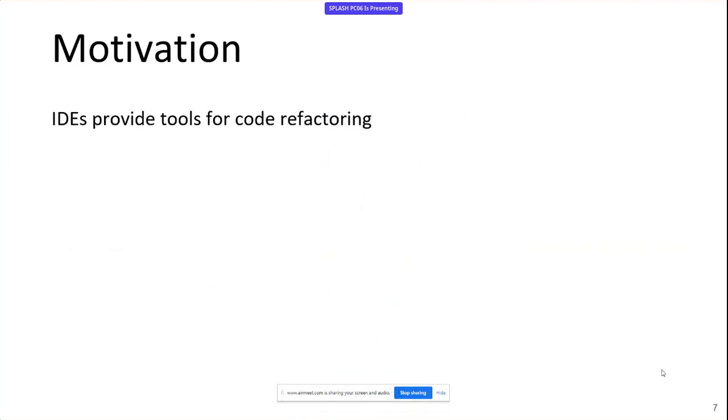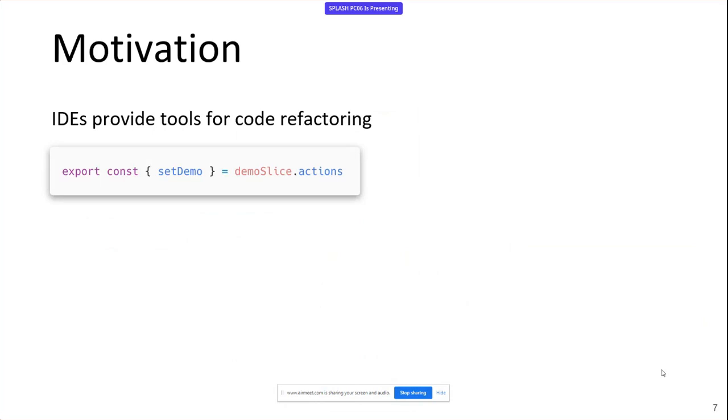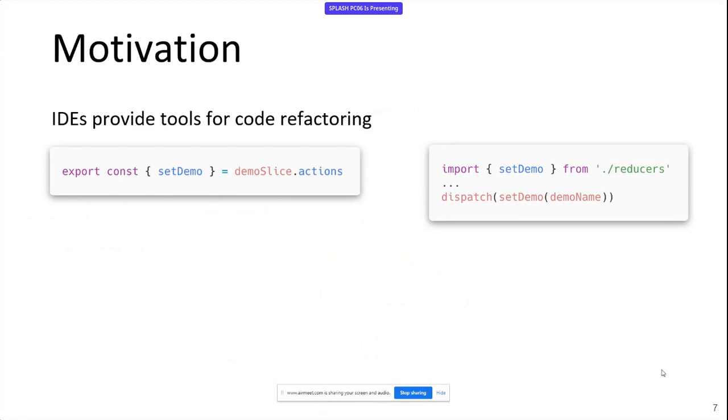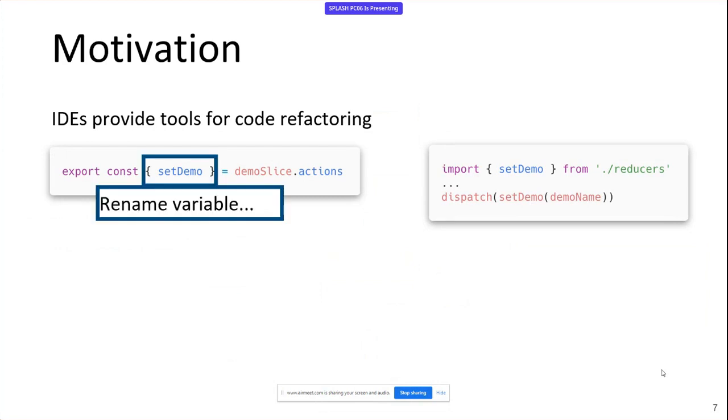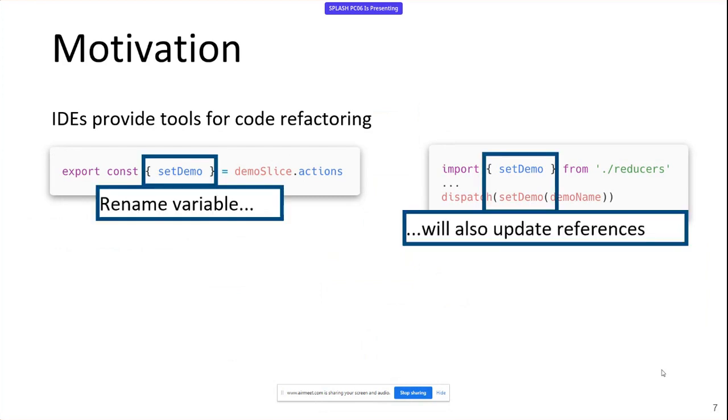One inspiration for this work is that IDEs, or developer tools, provide tools for code refactoring. For example, in my code editor, I can ask my editor to change the name of this variable, and the editor will automatically update all the references to that particular variable across all of my files. This is a process that I would have had to do manually. I would have had to go through my files and update the names. If I rename this variable, I have to go through the rest of my files and rename them myself manually.